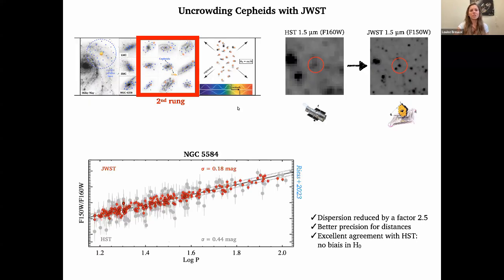And for the PL relation, this is one example, but we have many of them. This has been published in Riess 2023 and 2024 with more hosts. The dispersion is reduced by a factor of 2.5. There's a much better precision for distances. And more importantly, the agreement between HST and JWST distances is really good, which shows that crowding is not a bias for the Hubble constant.